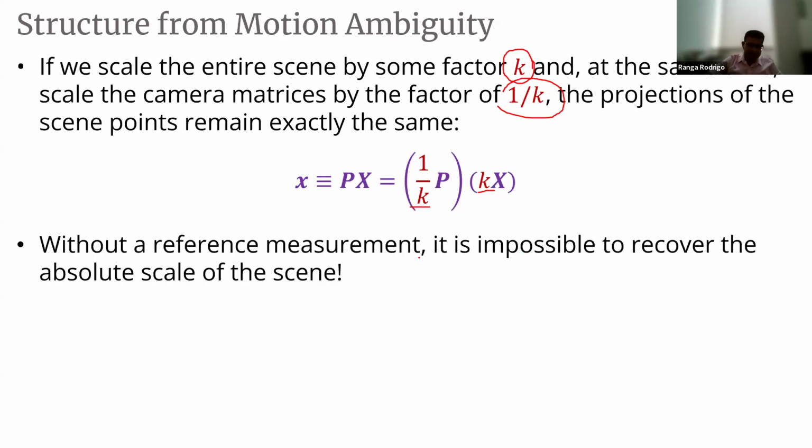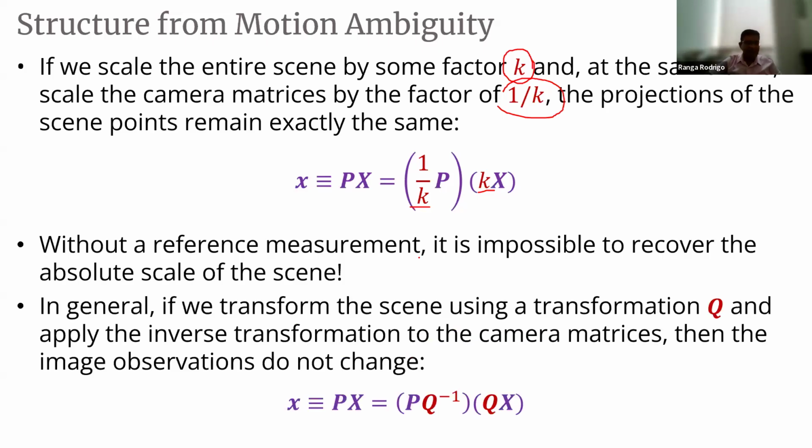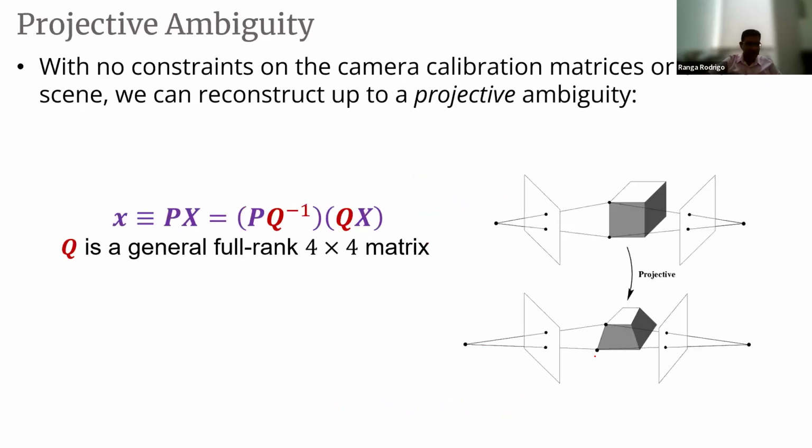Without a reference measurement, it is impossible to recover the absolute scale of a scene. That means we must have a meter rule or something. In general, we don't have to consider just a k. It can be an invertible matrix Q and Q inverse. If you transform the scene using a transformation Q and apply the inverse transformation to the camera matrices, then the image observations do not change. So there is this ambiguity of the reconstruction.